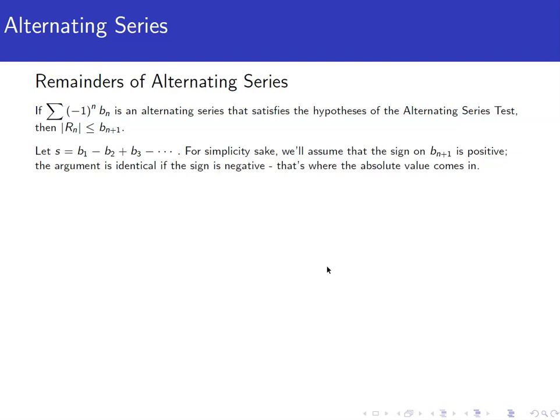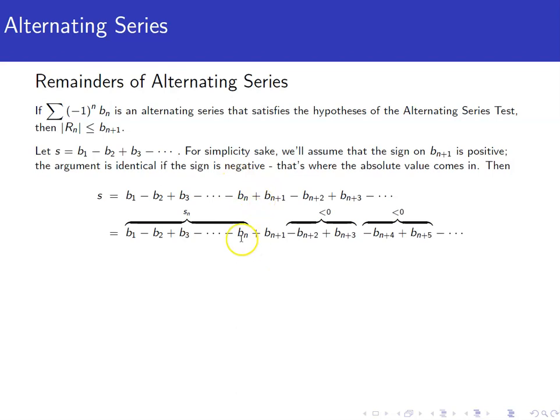So to see why this is true, our S here, the sum of the series, is just the sum of b1 minus b2 plus b3 and so on. Let's just assume that the sign on b sub n plus 1 is positive. It just makes the argument a little easier, but it's the identical argument anyway. Okay, so here's the sum. This part up to b sub n is S sub n.